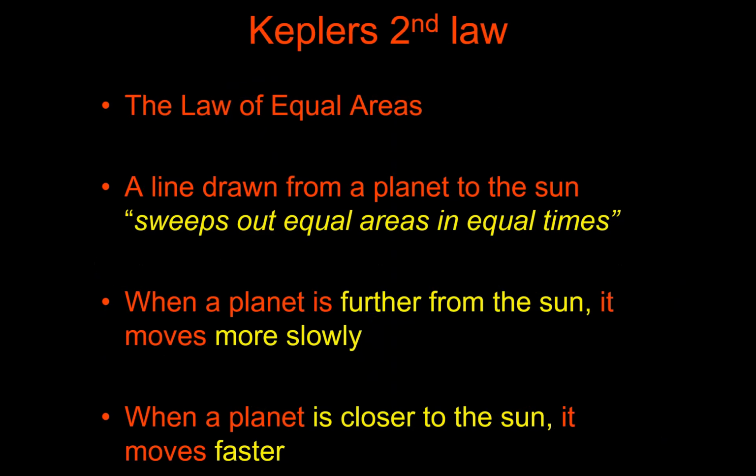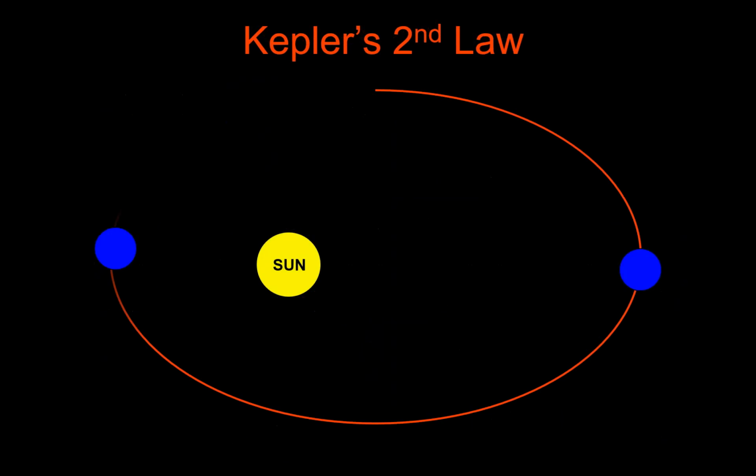Kepler's second law, which was done without the benefit of Newtonian gravity, makes a statement that the line drawn from a planet to the Sun sweeps out equal areas in equal times. What he was actually saying is when a planet is further from the Sun, it moves more slowly. When a planet is closer to the Sun, it moves more quickly. So Kepler was figuring this out without the benefits of mechanics, as I said.